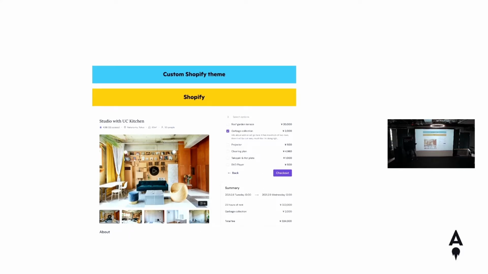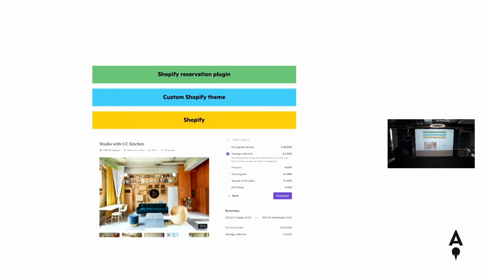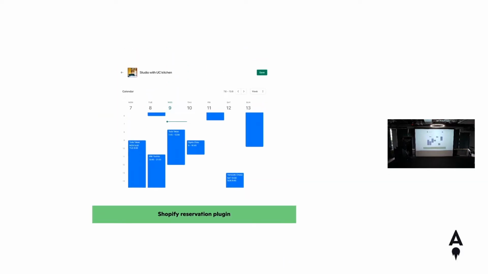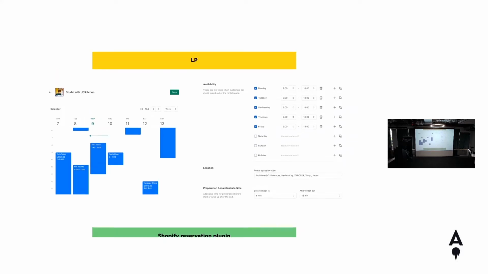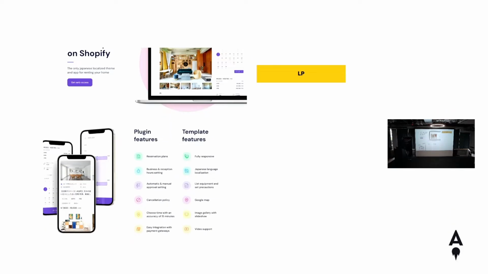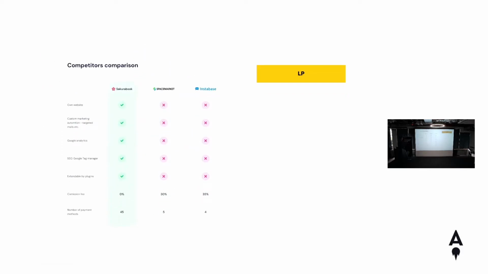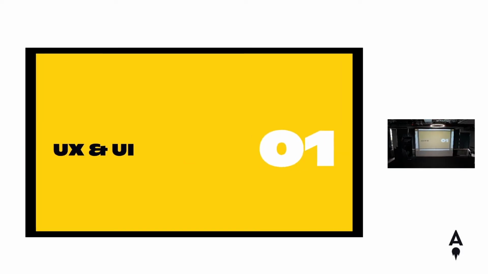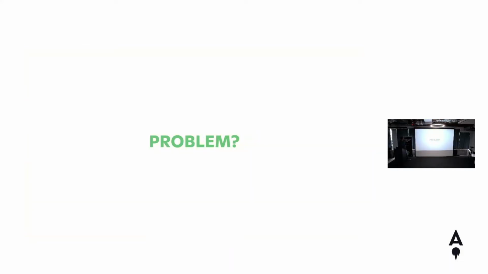It's based on Shopify. Then you have a custom Shopify theme we've been doing, and a reservation plugin that looks something like this. You have some settings. You have a landing page. You would like to present your rental spaces. We will jump directly here. What was the problem there?